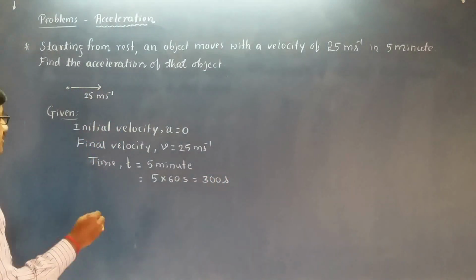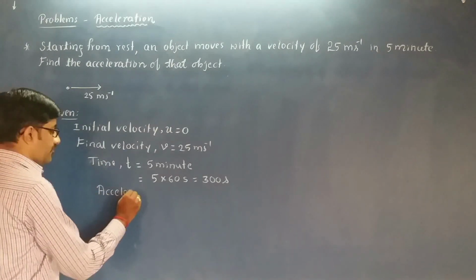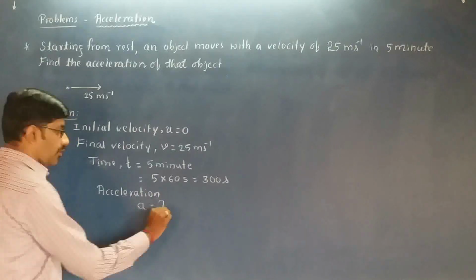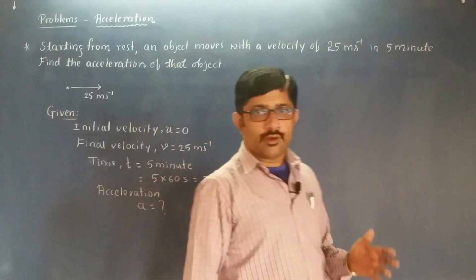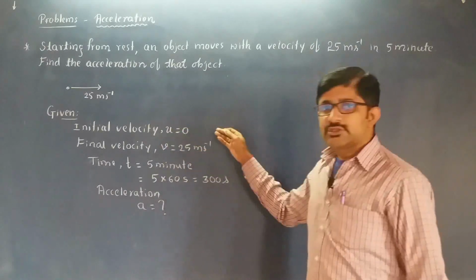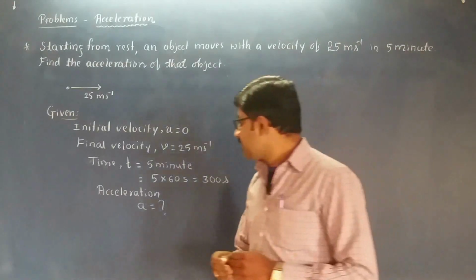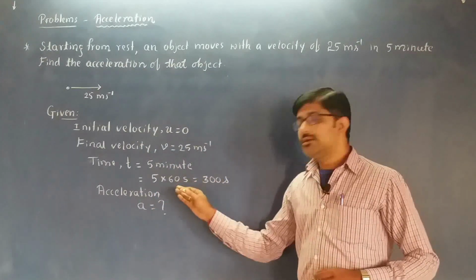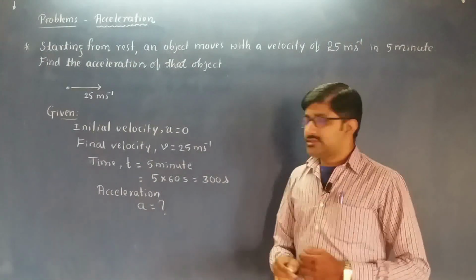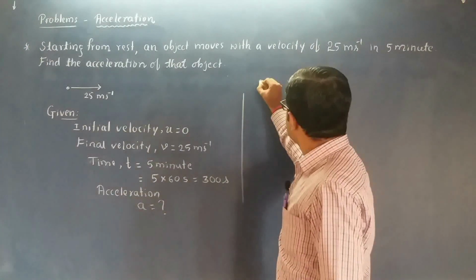Then what is the question? Acceleration of the object is equal to how much? Acceleration a is equal to how much? This is the way we are analyzing the problem systematically. Initial velocity is taken as 0, final velocity is 25 meter per second, time t is 5 minutes, which is equal to 300 seconds. Acceleration is equal to how much? Let us solve that.